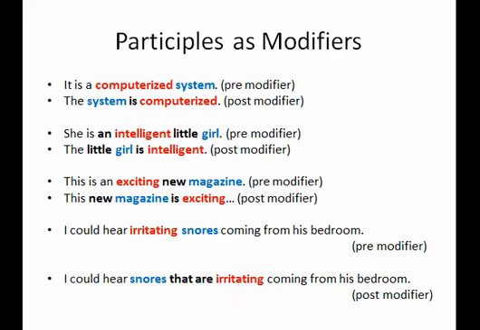She is an intelligent little girl. The little girl is intelligent. This is an exciting new magazine. What kind of a magazine? It is new and exciting. Both exciting and new are adjectives to the noun magazine. This new magazine is exciting. Here, exciting is being used as a post modifier.